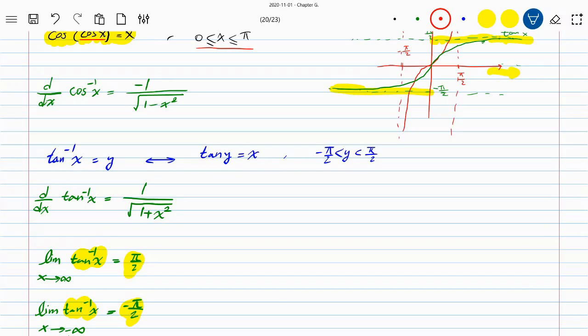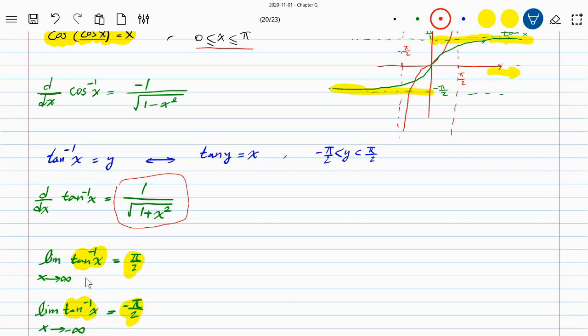And as for the derivative, the derivative of tan inverse is 1 divided by 1 plus x squared. The only difference is that instead of minus, it turned out to be plus: 1 plus x squared.